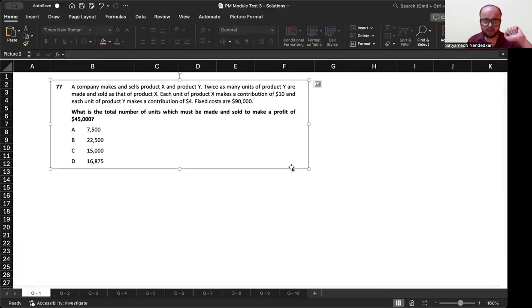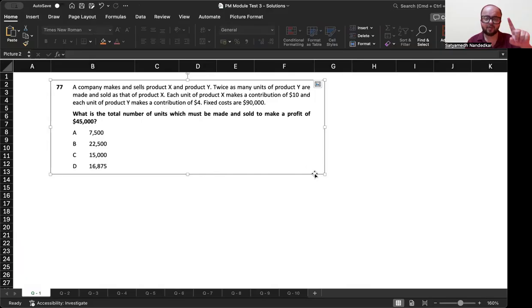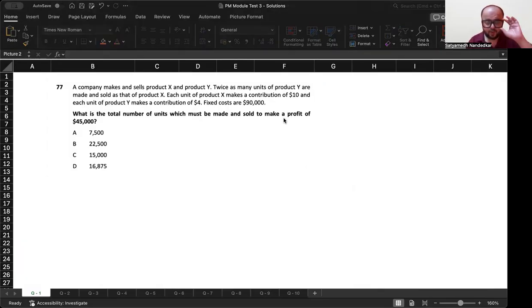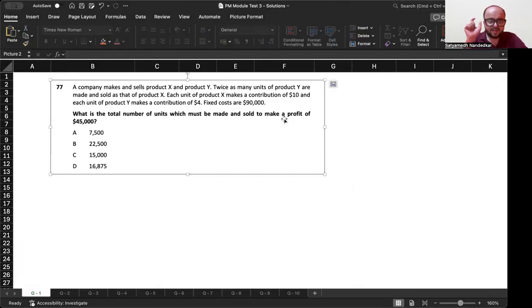Have a look. A company makes and sells product X and product Y. Twice as many units of product Y are made and sold as that of product X. Each unit of product X makes a contribution of 10 and each unit of Y makes a contribution of 4. Fixed costs are 90,000. What is the total number of units which must be made and sold to make a profit of 45,000? Okay, the question is how many total units must be made and sold to make a profit of 45,000?